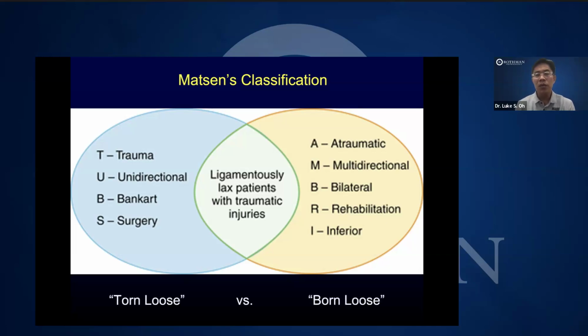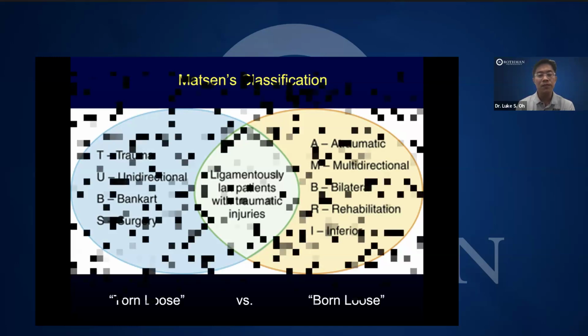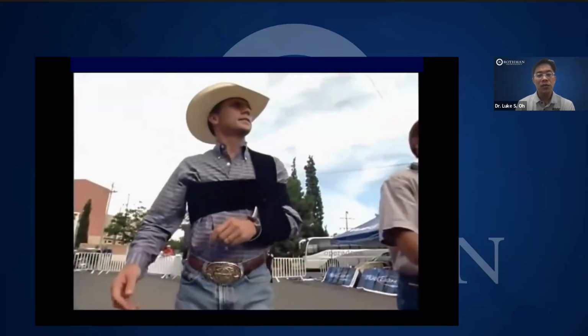So another way to characterize the difference is that on the left side, you had an injury that caused your instability. So we refer to that group as the ones who are torn loose, whereas those on the right, through either hereditary factors or other collagen disorders, perhaps, were born loose. So we're going to be talking about the TUBS, traumatic injuries that cause shoulder dislocations. So let's start off here.